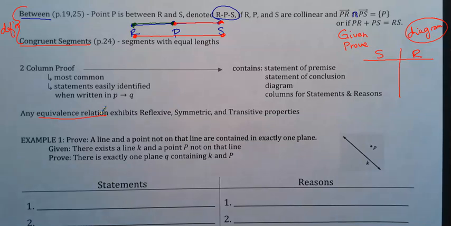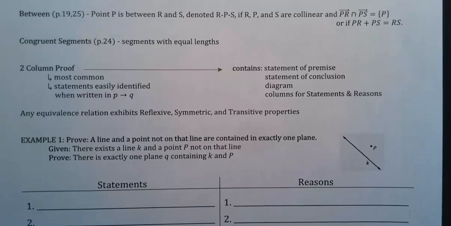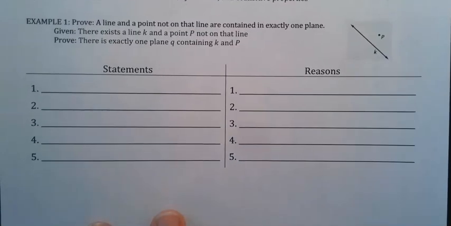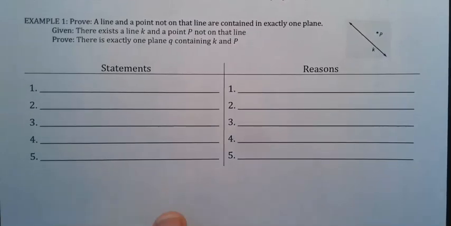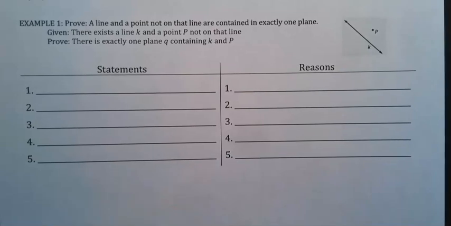All right, let's get into example 1 then. So we have some new vocabulary and just some new things here with segments. Example 1, it says prove a line and a point not on that line are contained in exactly one plane.